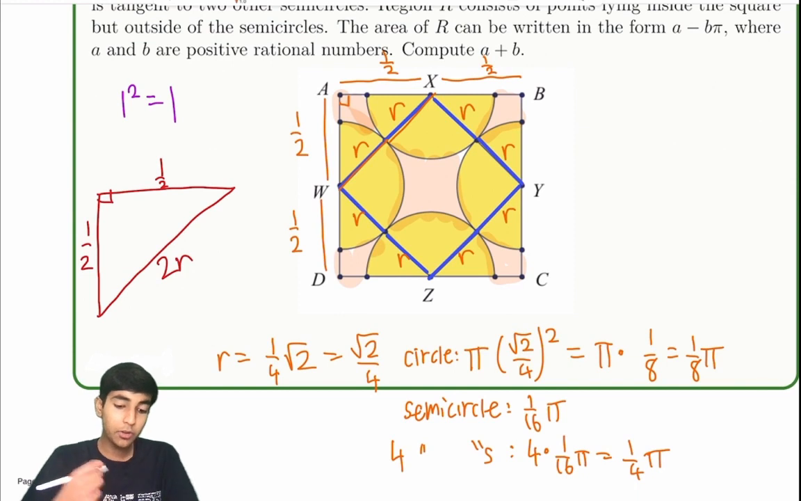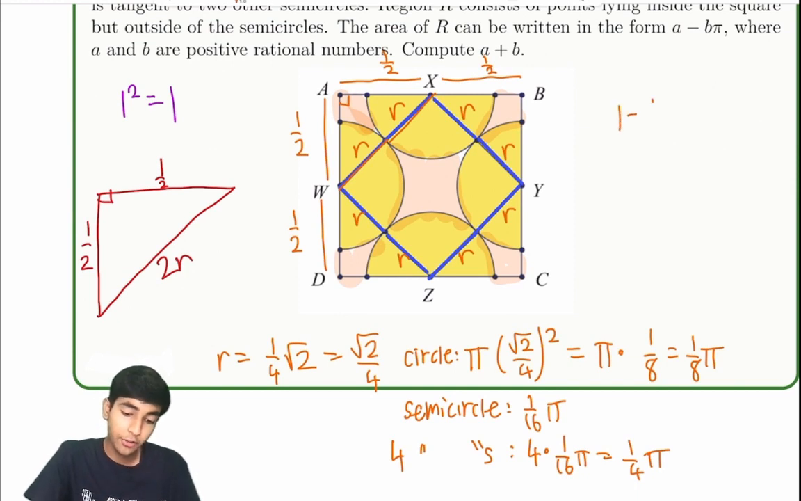The area of the big square was 1. The area of the four semicircles was 1/4 pi. So the area of the region outside of the semicircles but inside of the square is 1 minus 1/4 pi.